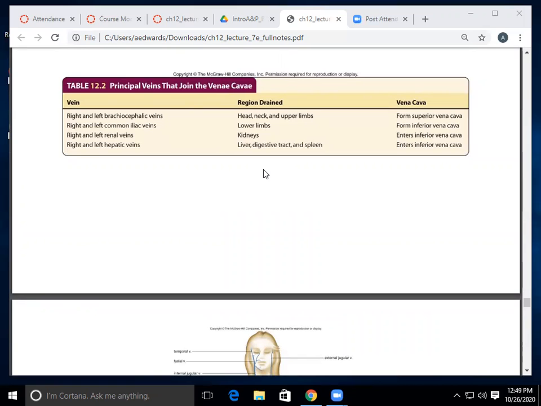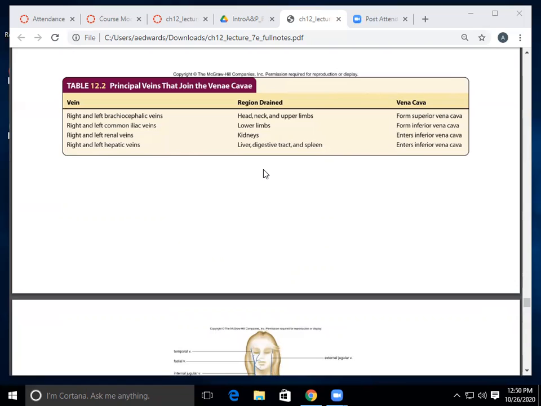So the arteries take blood away from the heart. In the systemic circuit, they're carrying oxygenated blood. Blood goes into capillaries. Oxygen gets released, as well as nutrients. Then blood goes from the capillaries to the veins to return to the heart. Well, what veins are returning that blood to the heart?